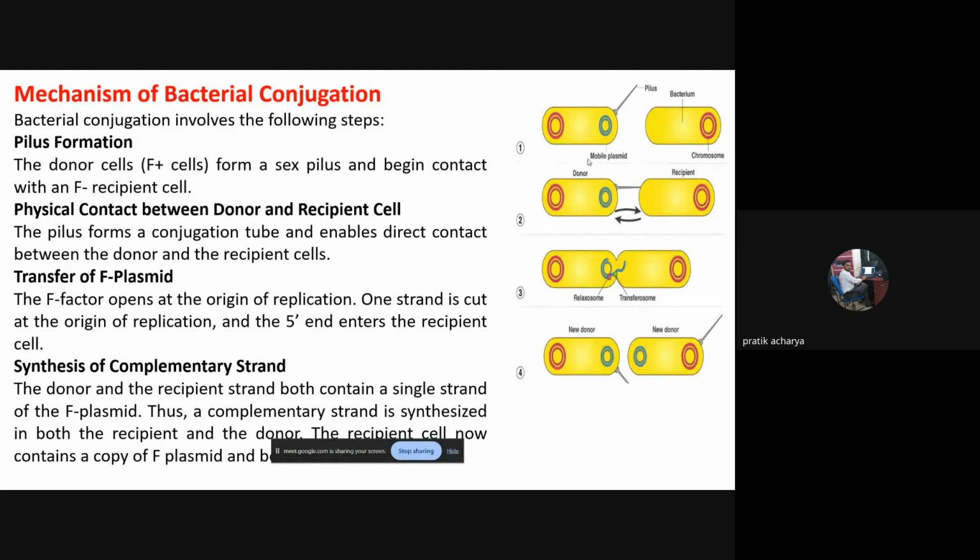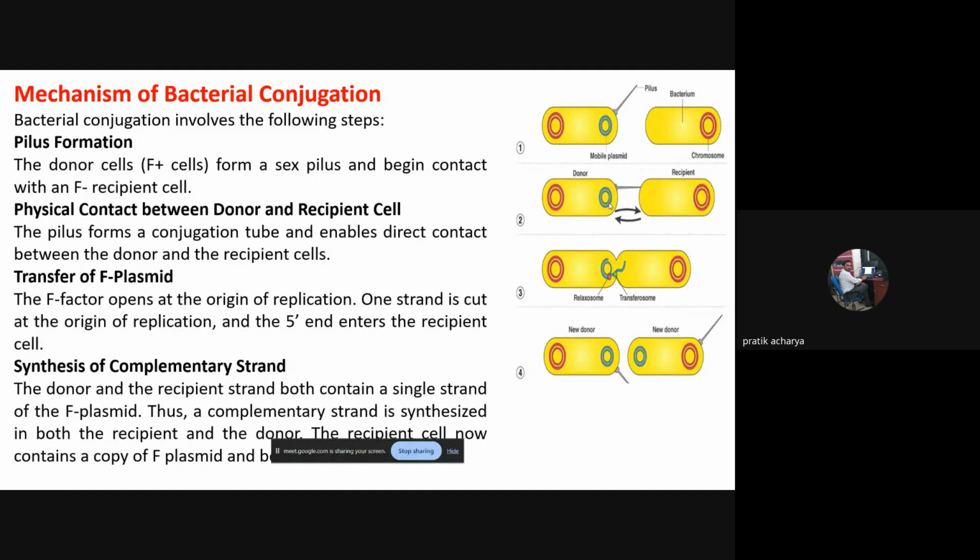Then attachment occurs between these two. Attachment means that when the pilus is arising, it comes in contact with the recipient, or the recipient comes closer to the donor. The pilus attached to the recipient retracts, pulling the two cells together. This is a conjugation bridge between these two.